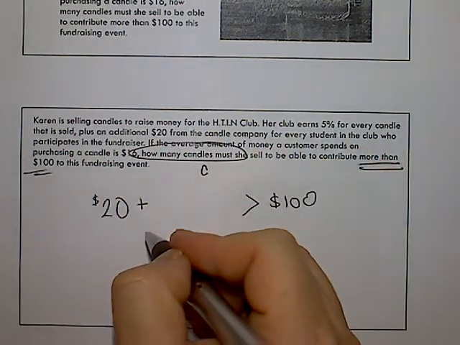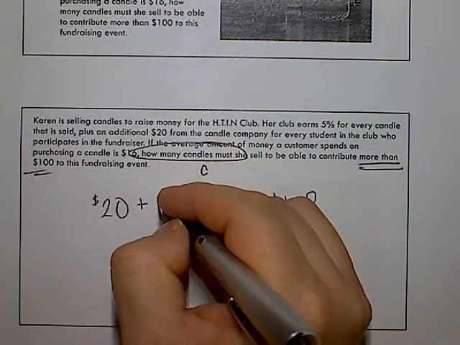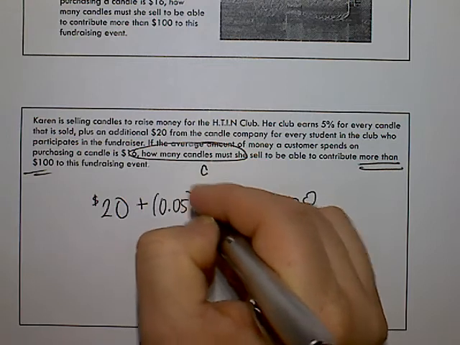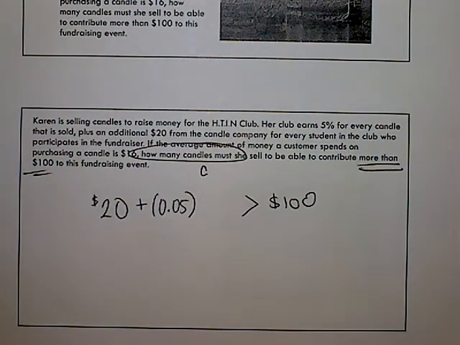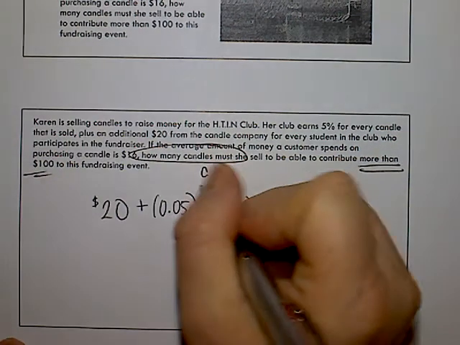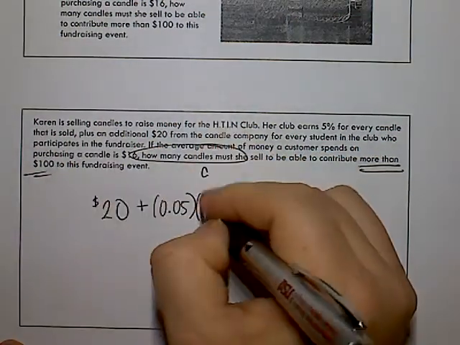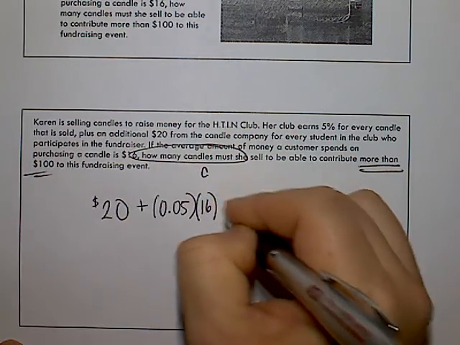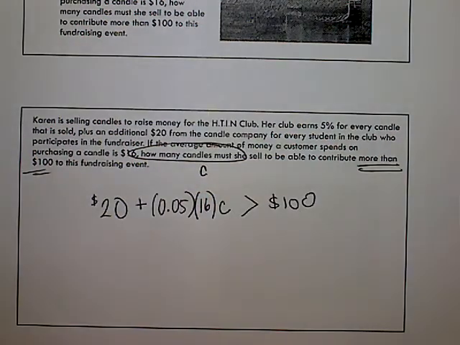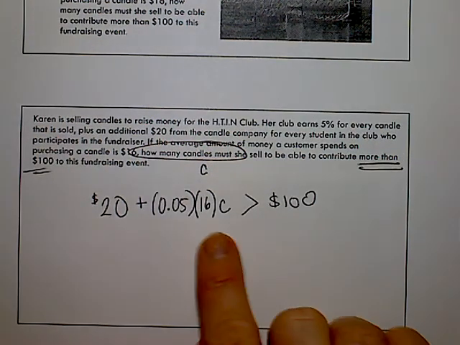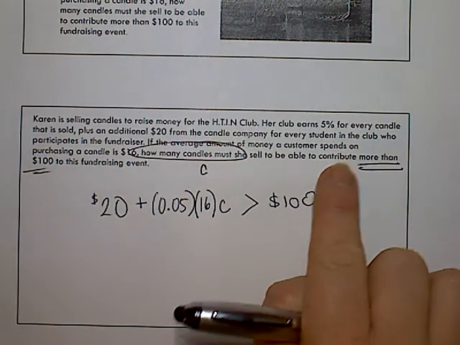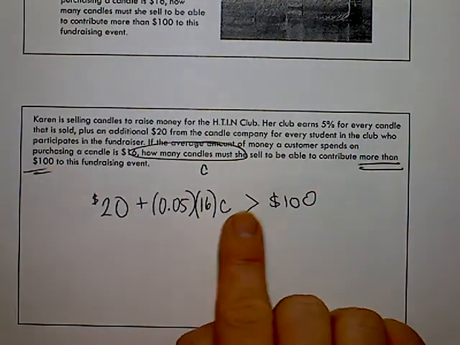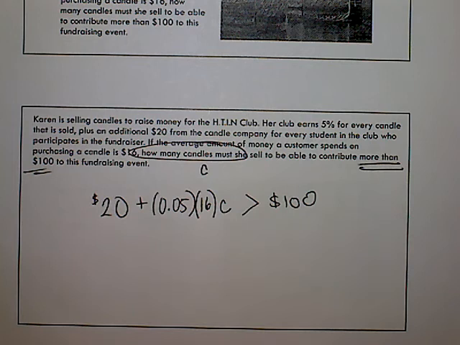Now, when we put this into a word problem, we're going to change 5% into a decimal. So they make 5% of every candle. And the other fact we know is that on average, every purchase is $16. And we want to know how many candles. How many candles does Karen need to sell in order for her to profit for this contribution for a fundraiser more than 100? Okay, I'd like you to solve right now for C. I'll do it at the same time. Go ahead.